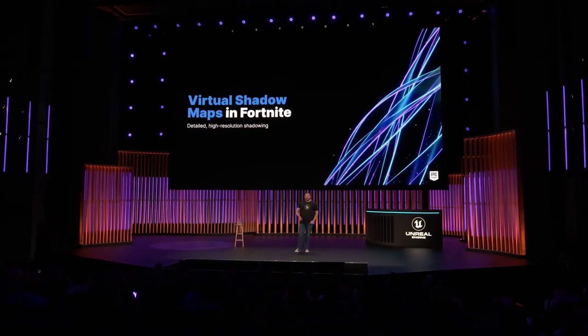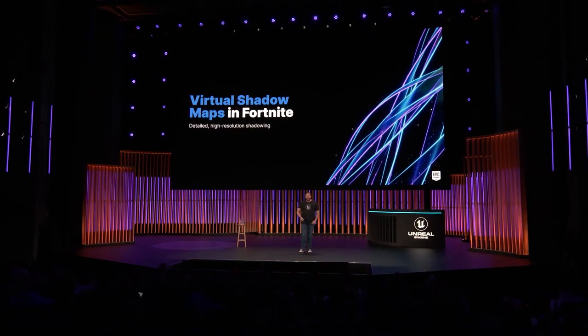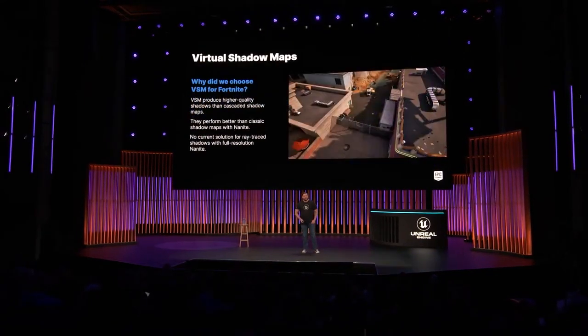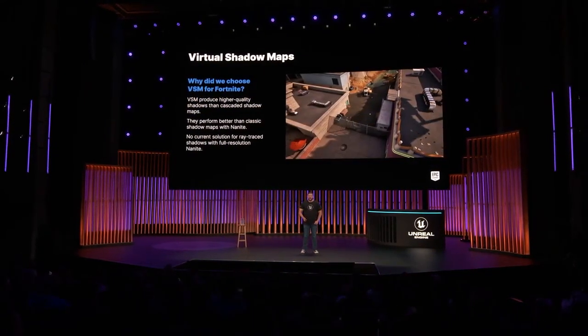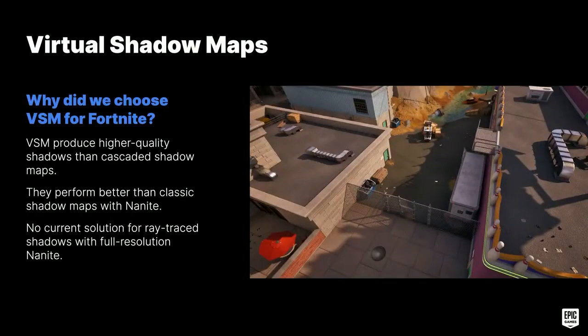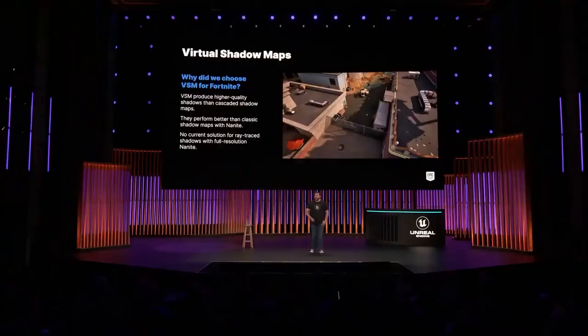Let's move on to how virtual shadow maps were used to improve the shadows of Fortnite Chapter 4. Firstly, why did we choose VSM over other methods? VSMs produce higher quality shadows than cascaded shadow maps. They also perform better than classic shadow map techniques when rendering nanite meshes. And unfortunately, since we don't currently have a solution for ray tracing nanite at its full resolution, ray trace shadows are not a good fit.